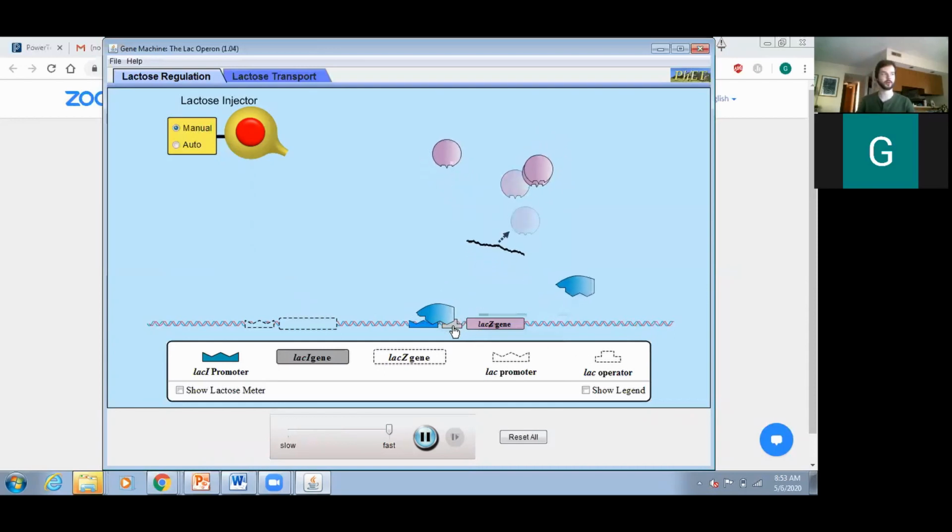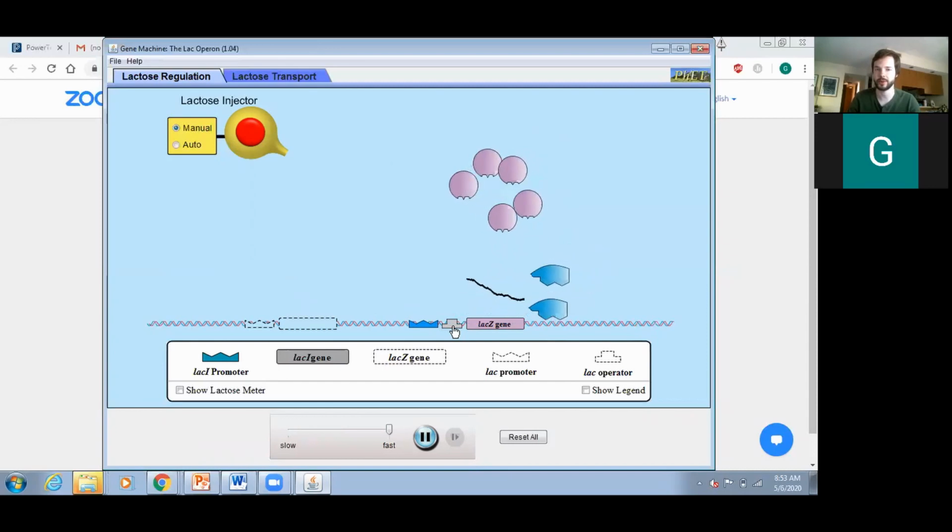That's what the operator is for. If you remember from yesterday, the operator is the part of the gene responsible for turning certain parts on and off. However, if you notice, it's not doing its job right now. There's nothing stopping it, even though we have the operator there. That's because the operator binds a repressor molecule, and the repressor molecule is not present yet.